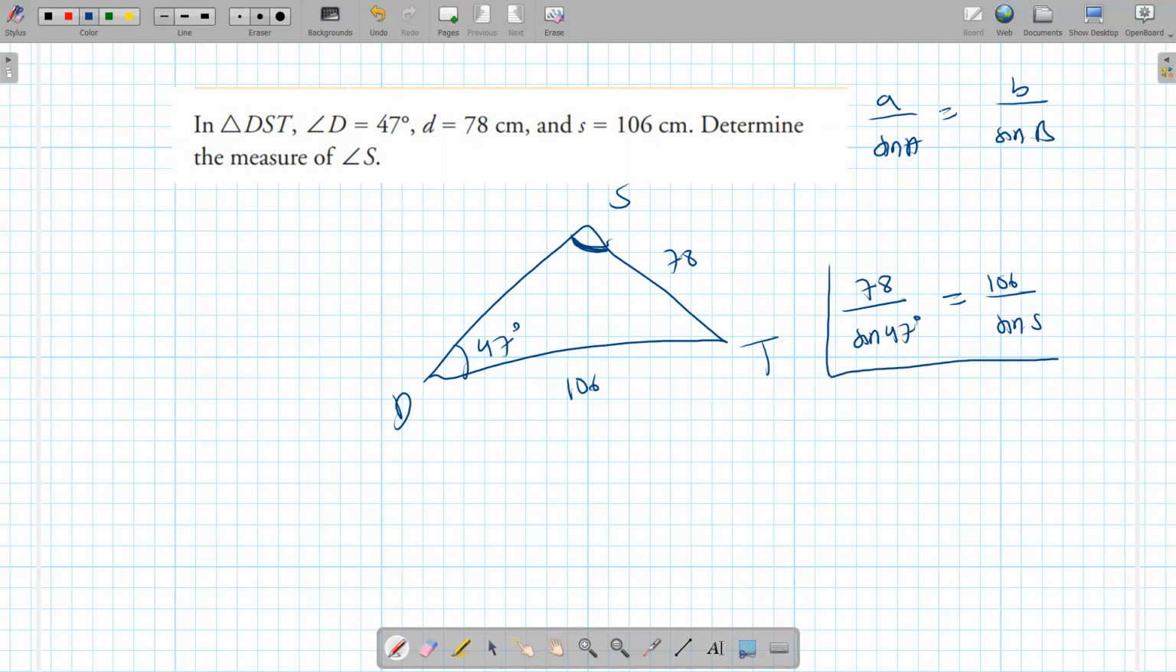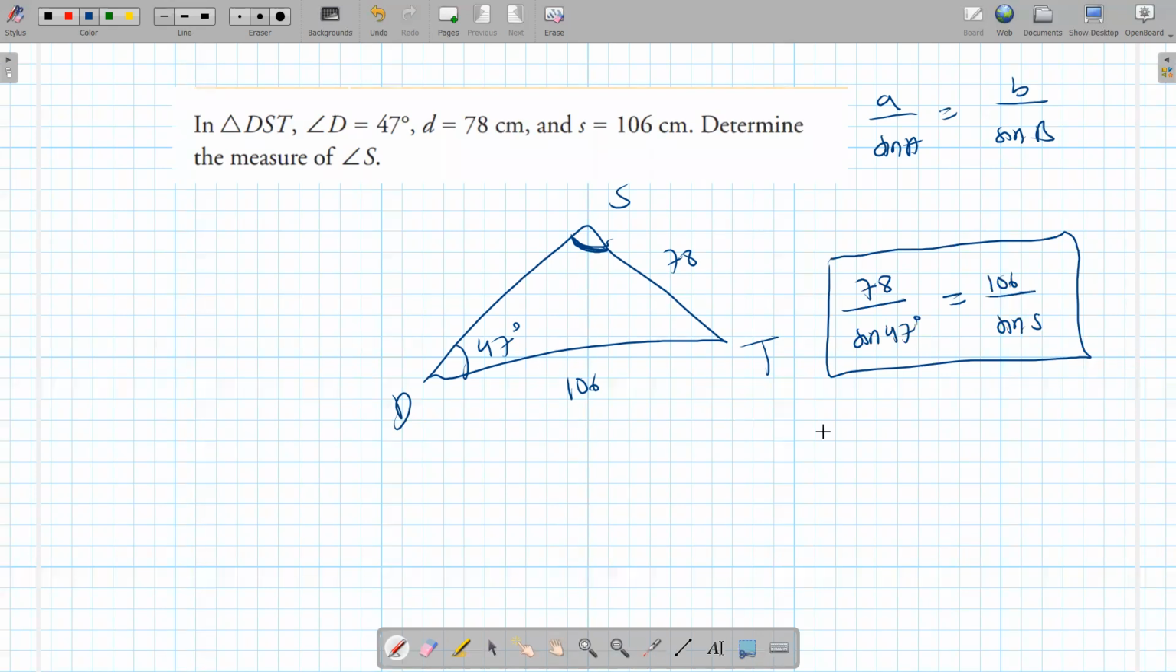And we have done an equation like this before. How do we solve this equation? What do we do first? You multiply by sine 47? No, not sine 47. If the unknown is in the denominator, always multiply the unknown on both sides. So we'd multiply both sides by sine S.